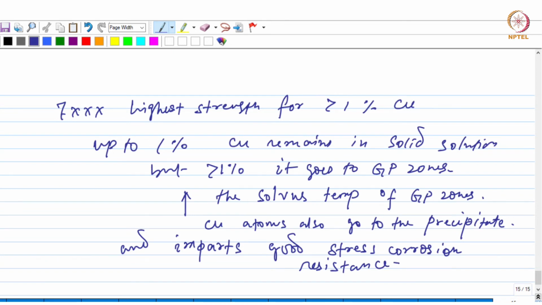And in order to form the precipitates uniformly, it is necessary to form the GP zones first. So there are chances, depending on the conditions of aging, that the precipitate can form directly from the supersaturated solid solution. In that case, the precipitate may not form homogeneously. In order to make sure that it forms uniformly, it is necessary that the GP zones form first.